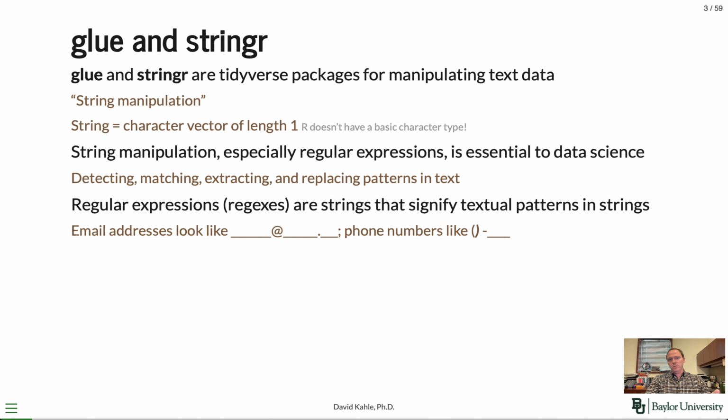Same thing goes for phone numbers. So phone numbers are area code plus first 3 digits plus last 4 digits, right? Or 10 digits overall. Now, there's some variability with which people actually communicate those things, but that's the basic idea. So the question is, if we're trying to tell R to look through a body of textual data, we want to communicate the notion of we're looking for a pattern that's something at something dot something. But how do we do that?